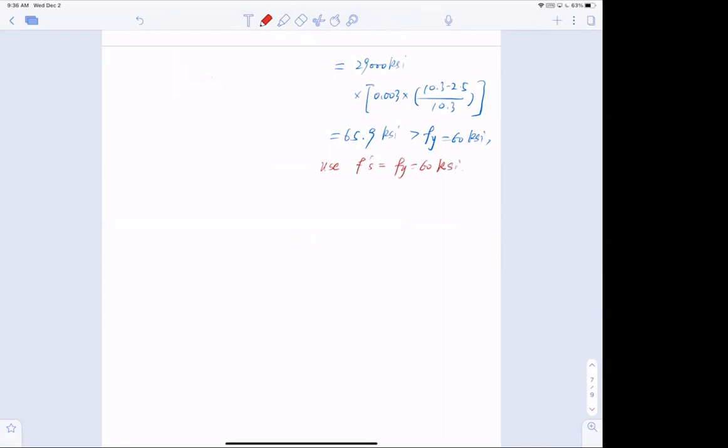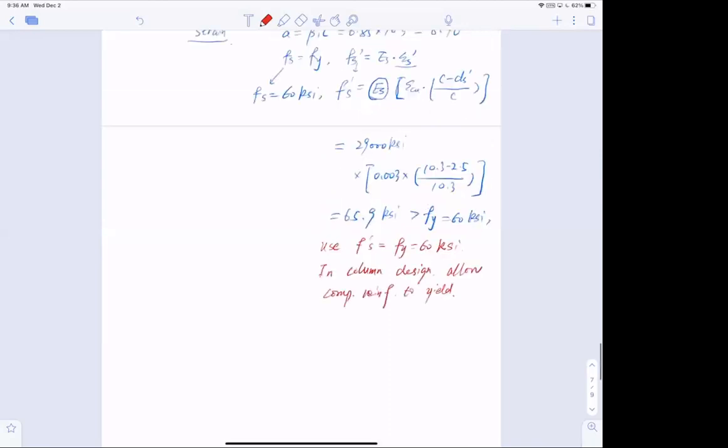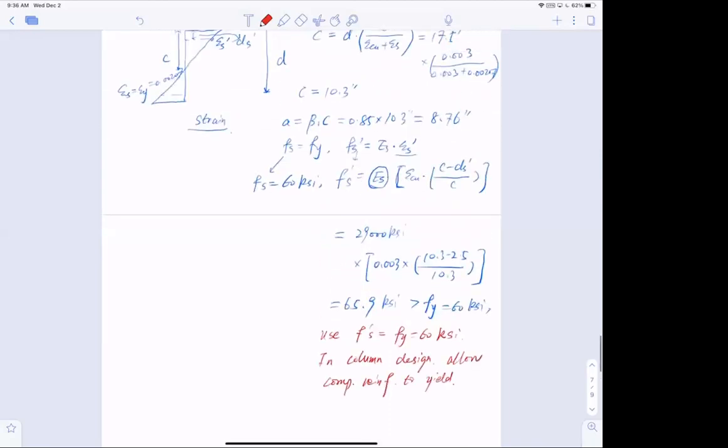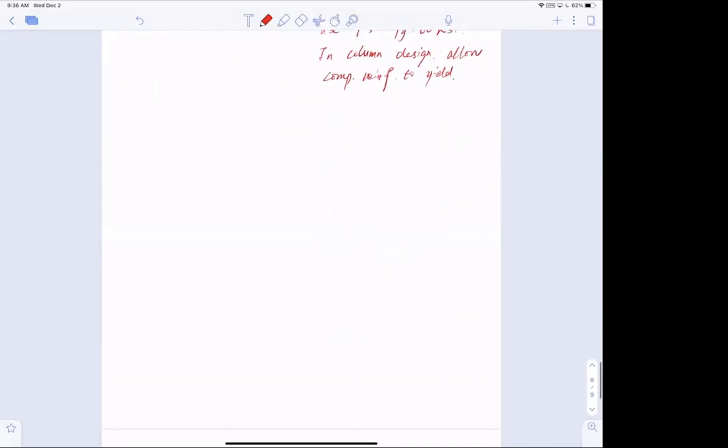Why is that? Because in column design, we allow compressive reinforcement to yield. So it's different from the beam. In columns, you allow compressive reinforcement to yield. It's okay. All right, so that is the compressive stress in the steel for this point. Now I have to take a look at the compression force.